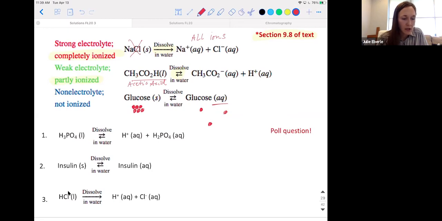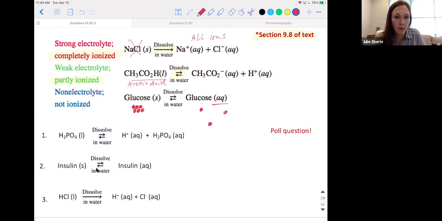Matt says, so in a non-electrolyte, it will always be solid to aqueous? Well, just go on the basis that it will not form ions. I don't want to say it will always be solid to aqueous, but it will never form ions. You will not get any ions when it dissolves.